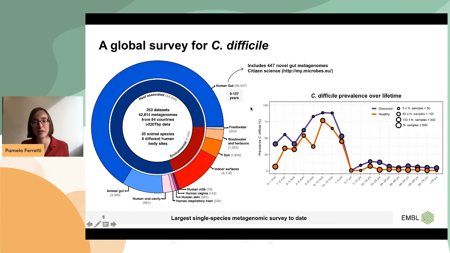So the first thing I wanted to look at was the C. difficile prevalence over lifetime. And here you can see that it's very clear that in both healthy and diseased subjects, C. difficile is a very common bacterium within the first 4 years of life. And then it becomes a much rarer taxon, with average prevalence less than 1% in later stages of life.